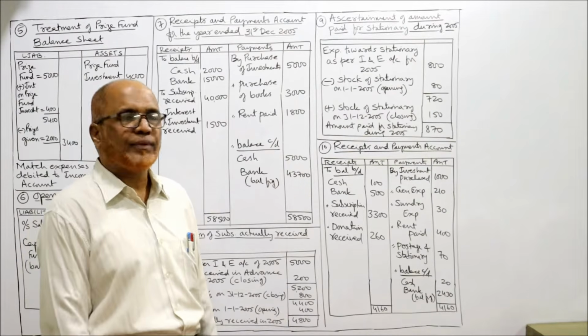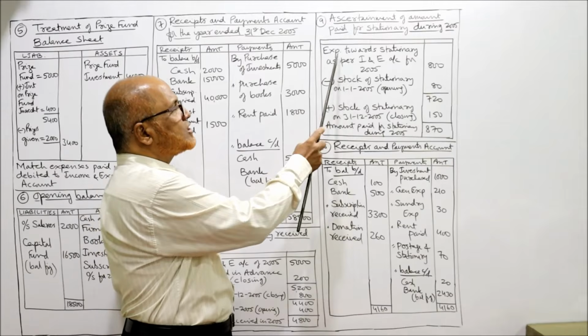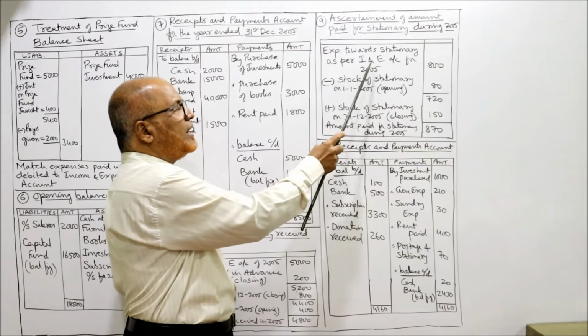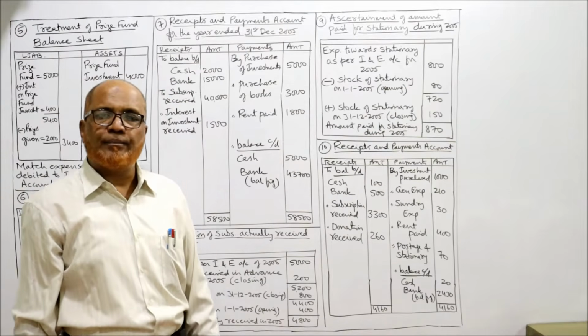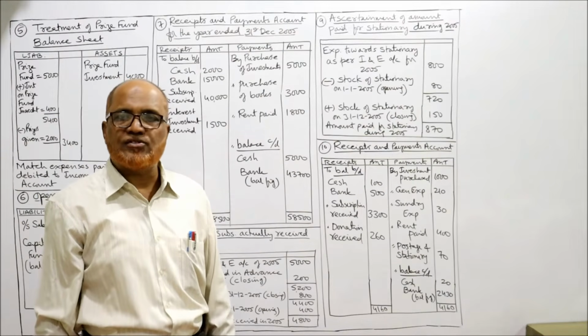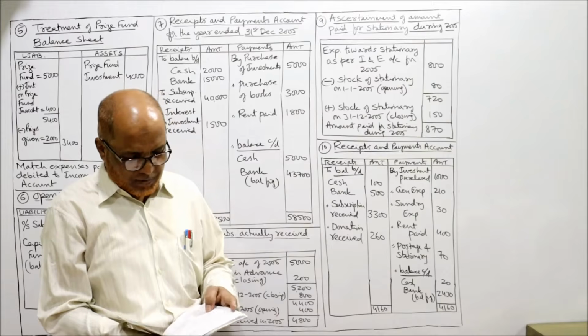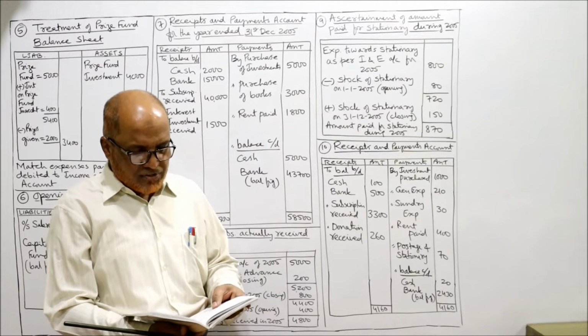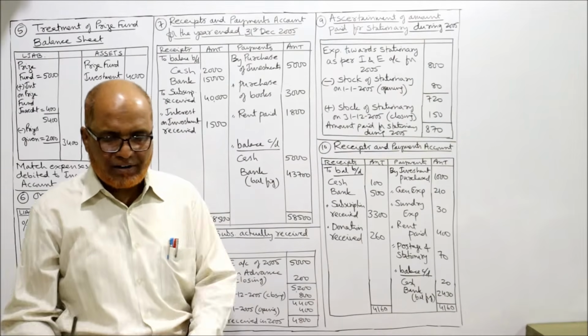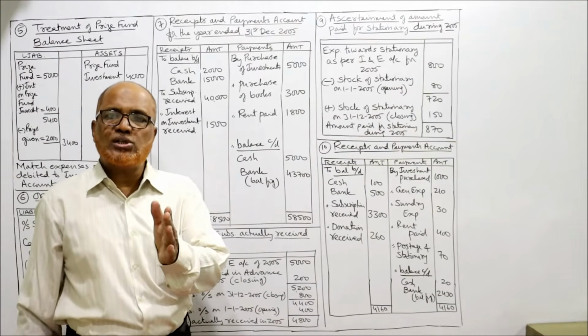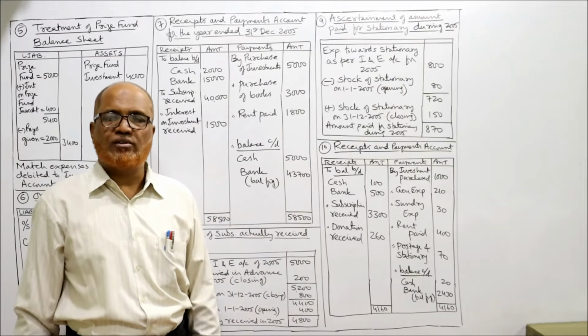So we will go in reverse. First of all, expenditure towards stationery as per income and expenditure account is given in the problem: 800. Expenditure on account of stationery debited to income and expenditure account. Now, stock of stationery on 31/12/2005, stock of stationery on 1st January 2005. So closing stock and opening stock of stationery were given.